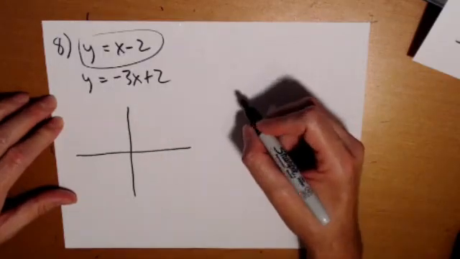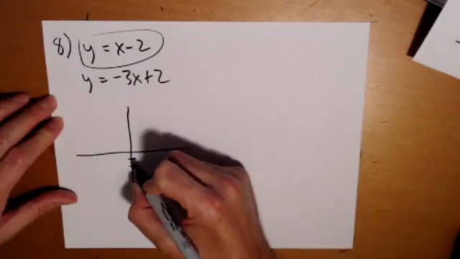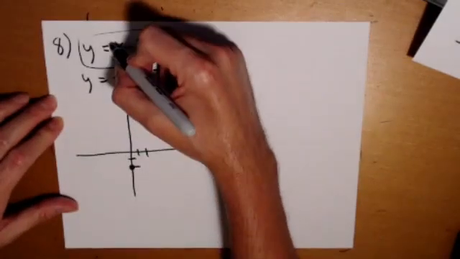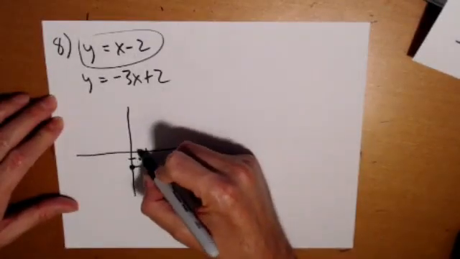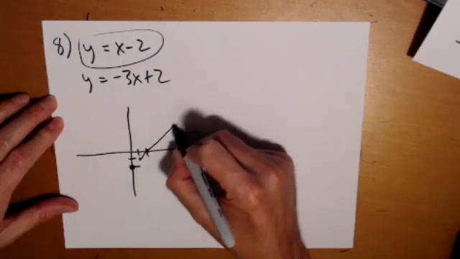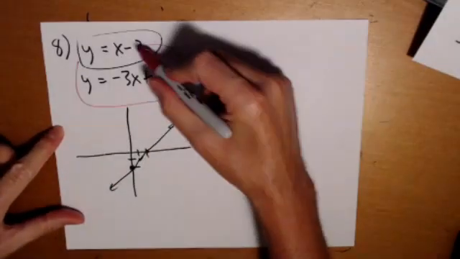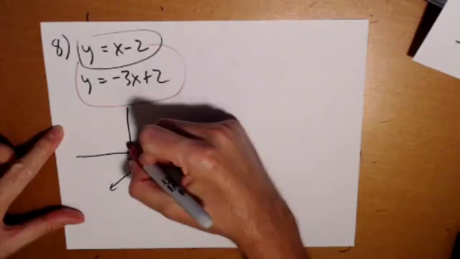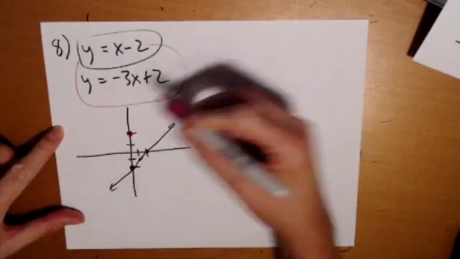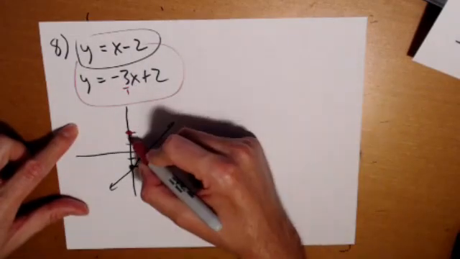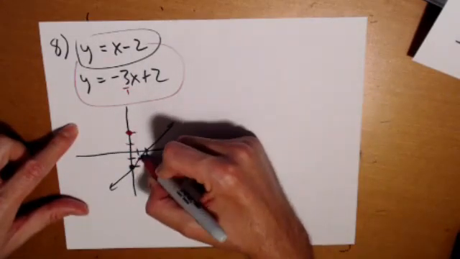Y equals x minus 2. Go to negative 2, put a dot. Slope of 1, up 1 over 1, up 1 over 1. So it looks something like that. And then now let's graph this other one. I'll graph it in purple. Positive 2, put a dot. Slope of negative 3, so that's down 3 over 1, down 3 over 1.